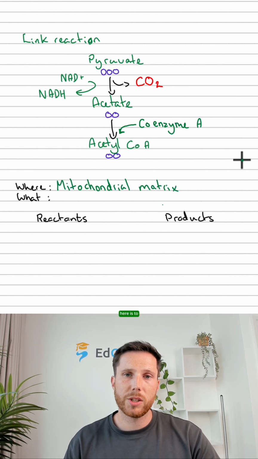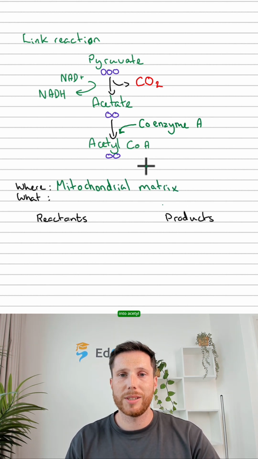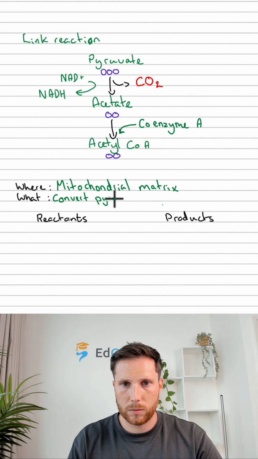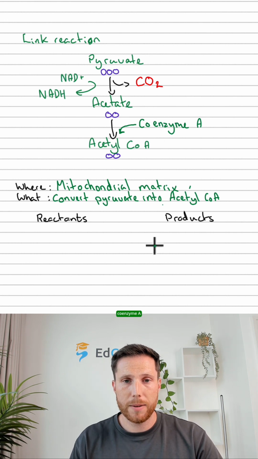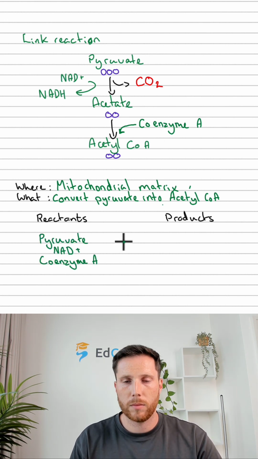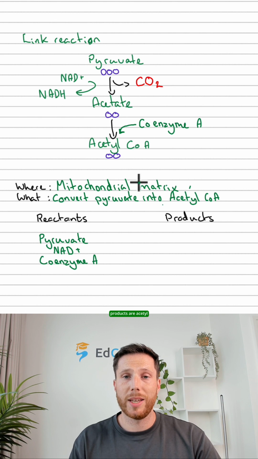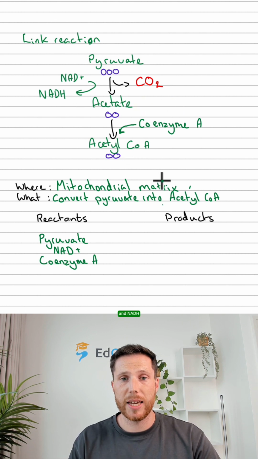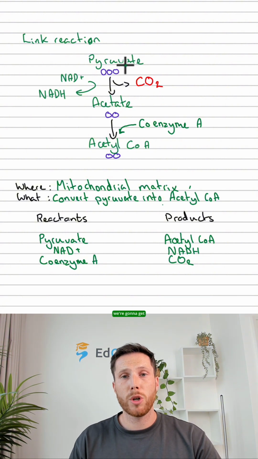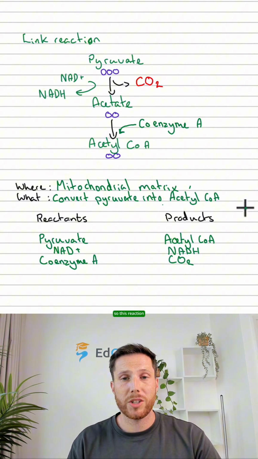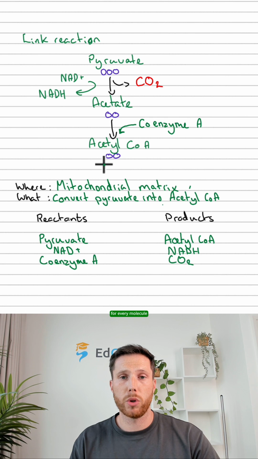Now, this takes place in the mitochondrial matrix. And the purpose here is to convert pyruvate into acetyl-CoA. The main reactants of this are pyruvate, NAD+, and coenzyme A. And the main products are acetyl-CoA, carbon dioxide, and NADH. And remember that for every glucose molecule, we're going to get 2 pyruvate molecules. So this reaction is happening twice for every molecule of glucose.